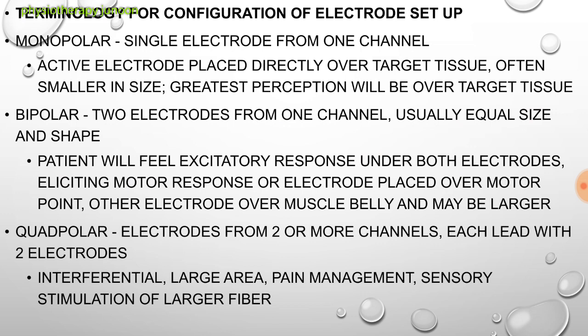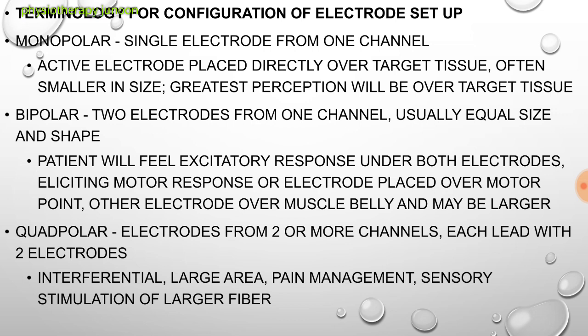Terminology for configuration of electrode setup: monopolar, a single electrode from one channel. The active electrode is placed directly over the target tissue, often smaller in size. Greatest perception will be over the target tissue. Bipolar, two electrodes from one channel, usually equal in size and shape. The patient will feel an excitatory response under both electrodes.